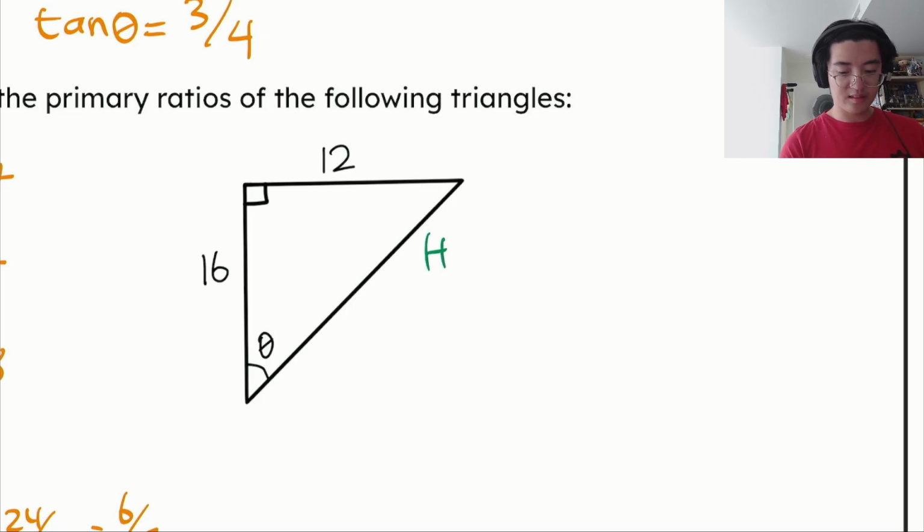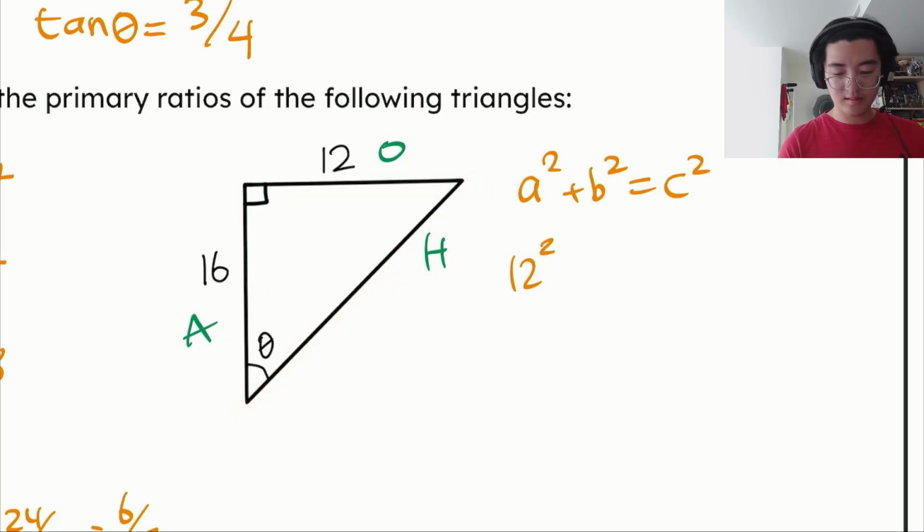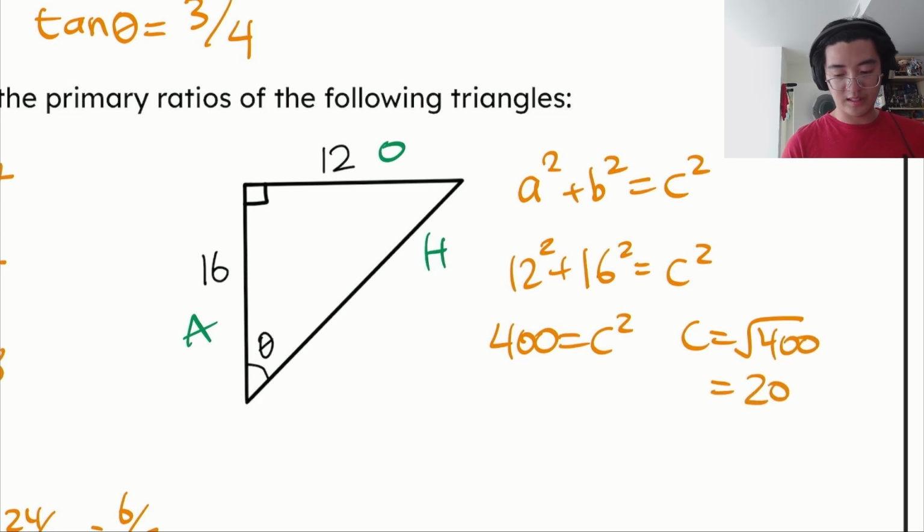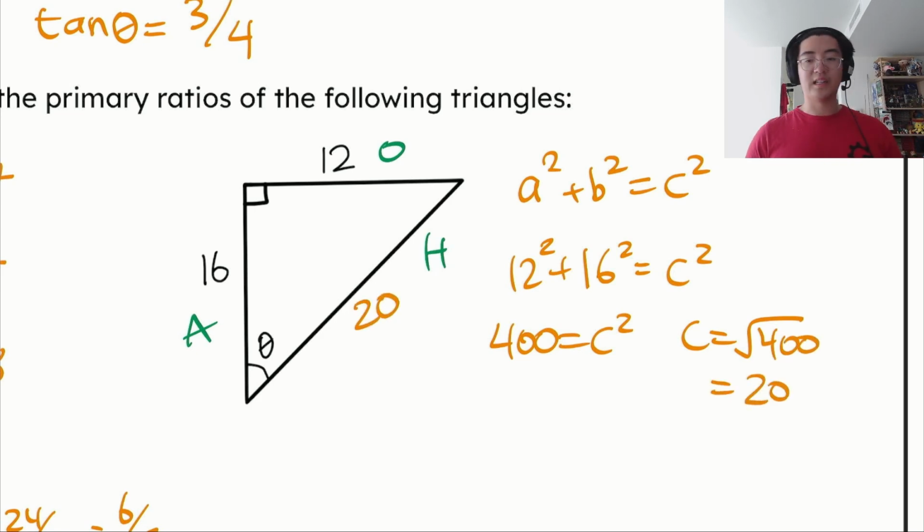Okay. That's across from the right angle, so that's the hypotenuse. Across from theta is the opposite, and the adjacent is left. We don't know this angle here. We don't know this length here. But luckily, we do know the Pythagorean theorem. We know the hypotenuse is this, so those two are the side lengths. Adding up, we get 400 equals c squared. C is the square root of that, which is 20. So that's the hypotenuse.